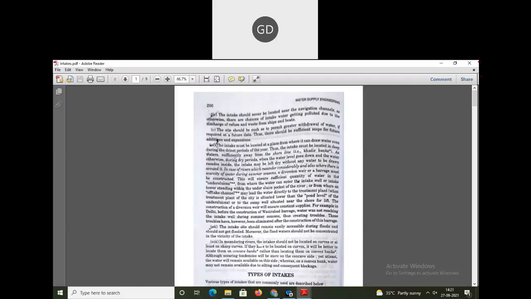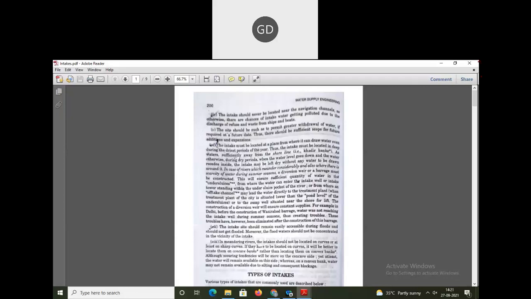So the location of the intake should be chosen in such a way that the water can be drawn even during the driest periods of the year. There are more points like this. These are some of the main important factors which govern how you locate the intake.